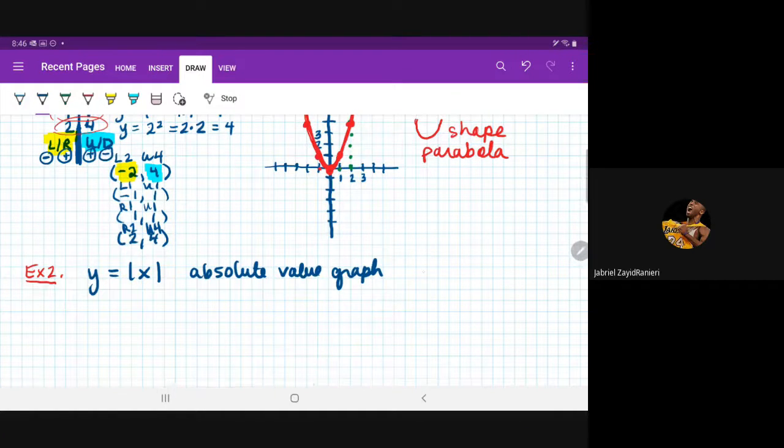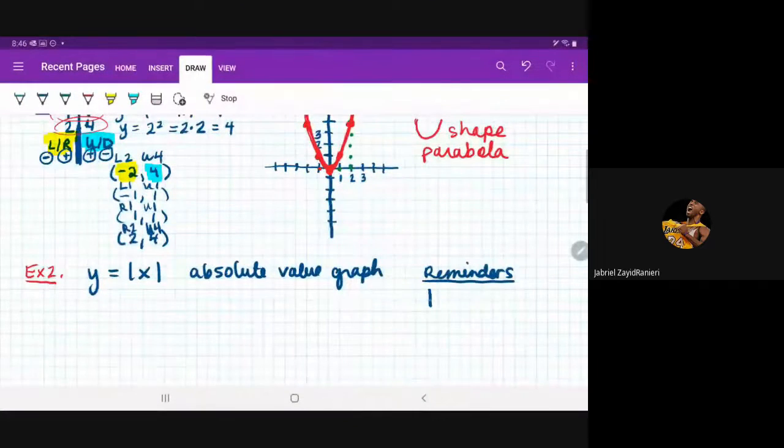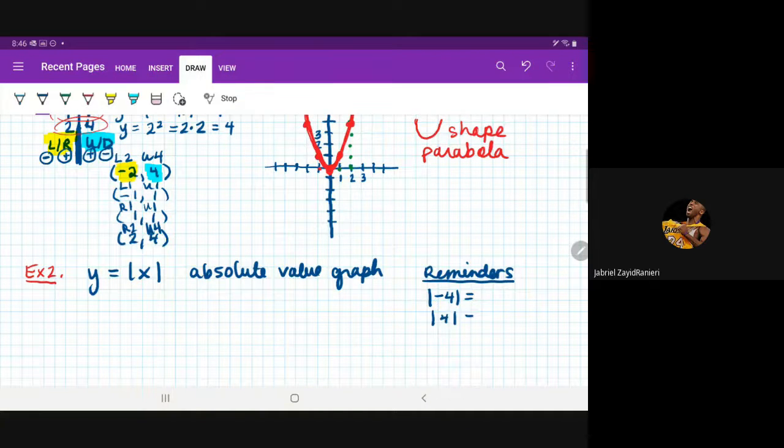Okay, and over here to the right, let me tell you some reminders. Absolute value of -4, absolute value of 4, absolute value of -1, absolute value of 0. Okay, so what do you think? What's the absolute value? Do you remember what absolute value meant for us to do from middle school? Anyone remember what absolute values were?